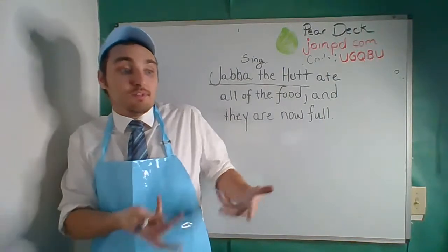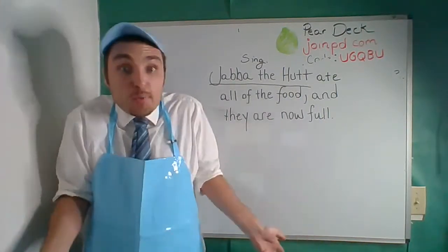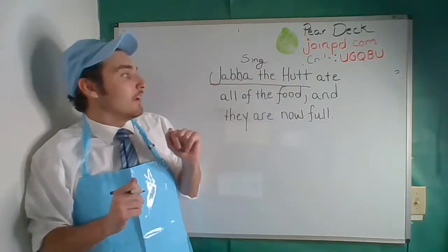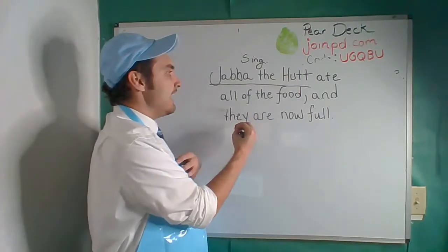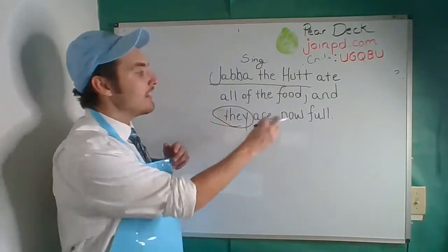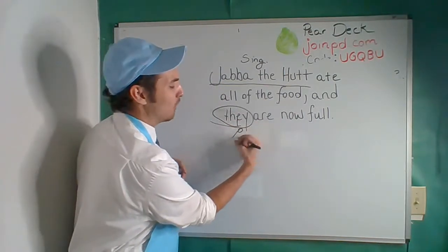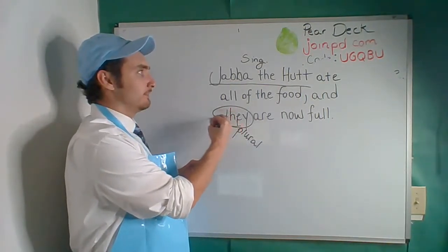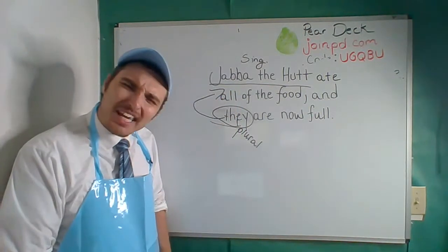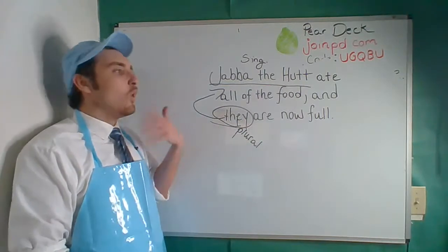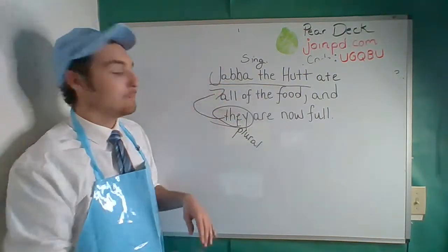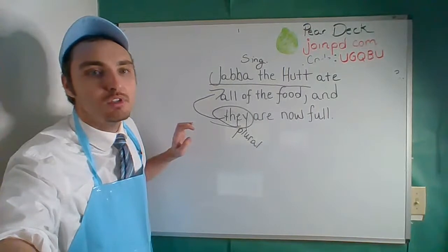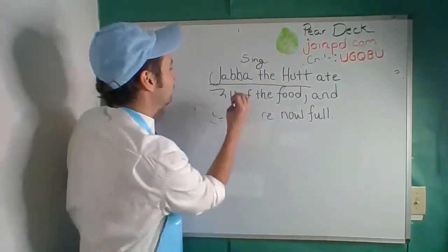It's one giant, blasphemous creature in the galactic universe. So Jabba the Hutt is singular. There's one Jabba the Hutt. But here it's saying, and they are now full. They is a plural pronoun. They means more than one. So if we look at this, does that agree? No, of course it doesn't. It's like oil and water. No. So what would we have to change the pronoun to so it matches?